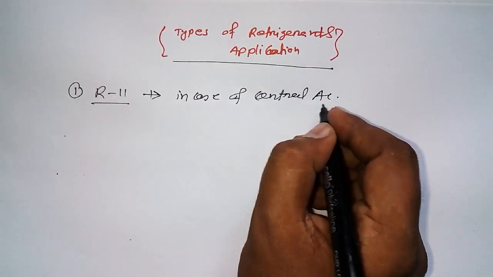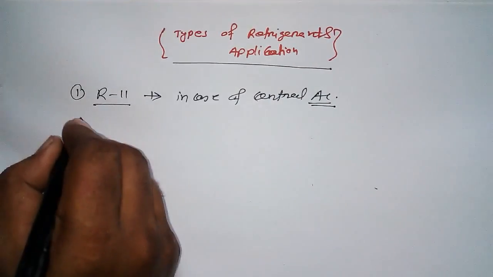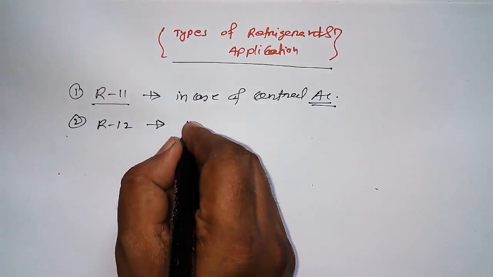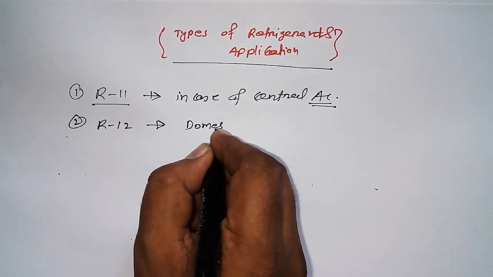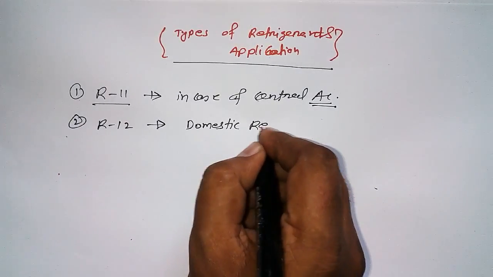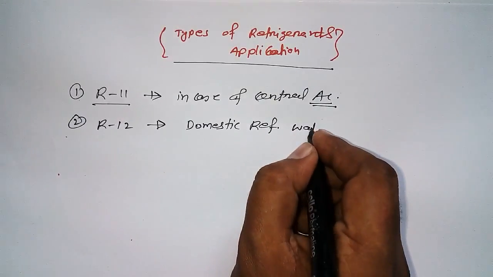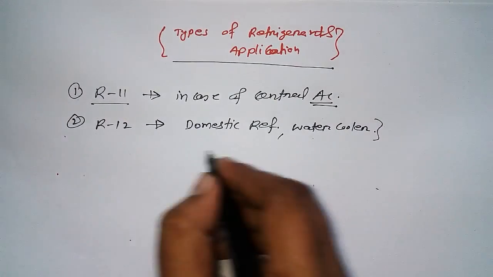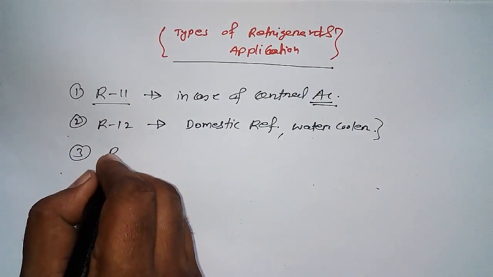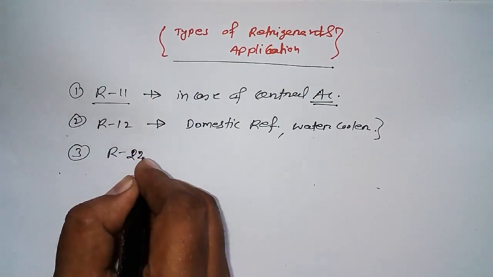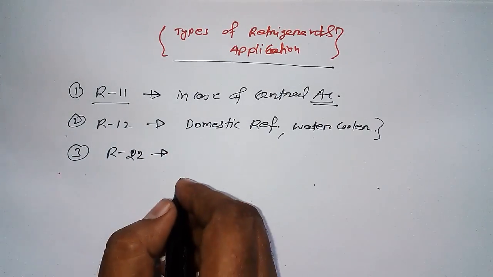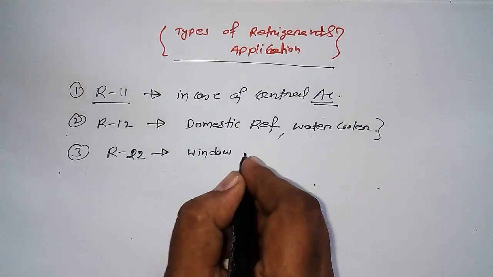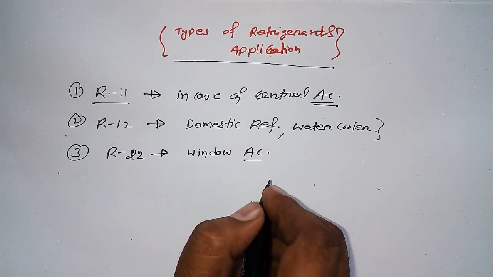central air conditioning system. Now let's move to R12. This type of refrigerant we use in case of domestic refrigerator or water cooler. Now again R22, this is one of the most common, we usually use in case of window air conditioning system.